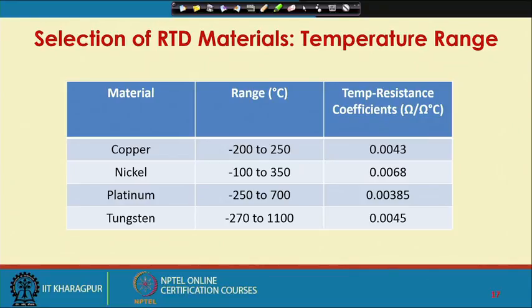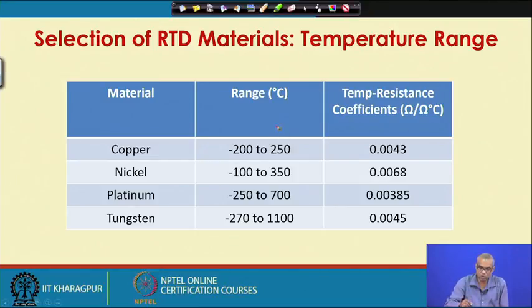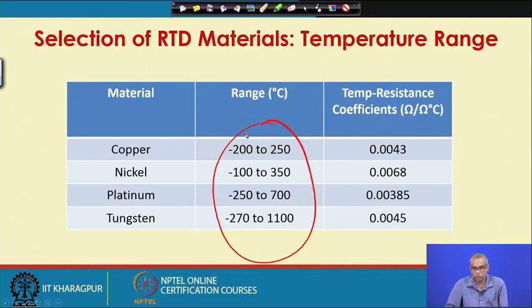Here we present some materials which are commonly used for making RTD such as copper, nickel, platinum and tungsten. Their ranges are also given. Copper can be used between -200 to 250, nickel -100 to 350 degree Celsius, platinum -250 to 700 degree Celsius and tungsten -270 to 1100 degree Celsius. The temperature resistance coefficients are also given.